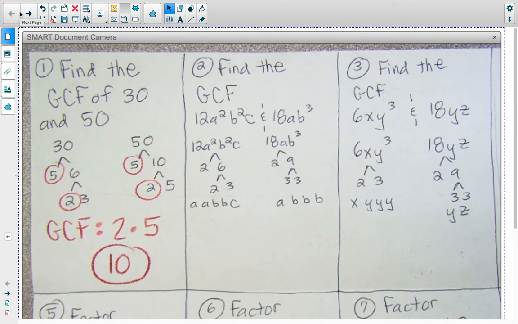Now, I'm pretty sure you probably can just look at that 30 and 50 and be like, oh, Ms. Carver, yeah, the biggest number they share is 10. But it doesn't help.